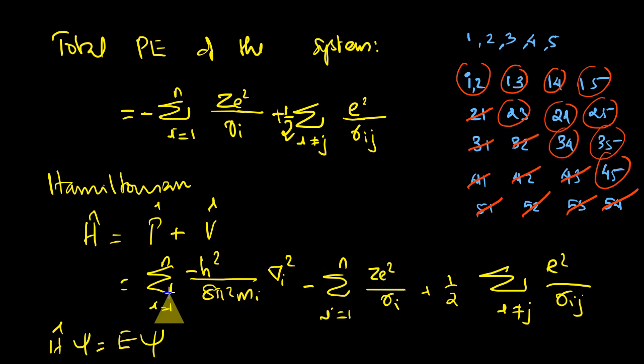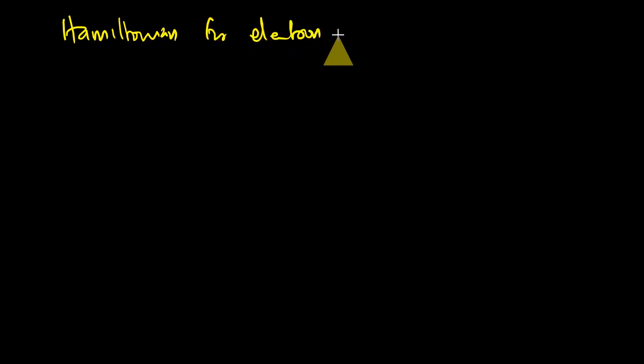Here, this part is the kinetic energy part of the Hamiltonian, right? If we are writing the Hamiltonian for the electron i only, how can we write the Hamiltonian for electron i? That is H cap i, that is the Hamiltonian for i.